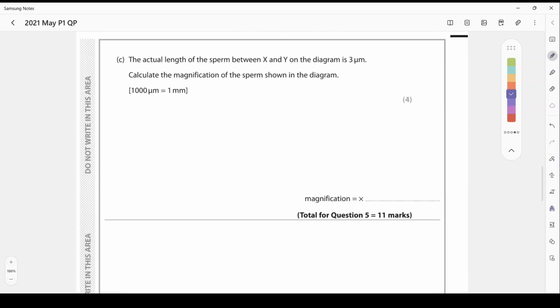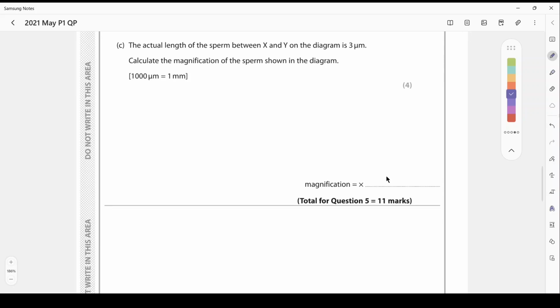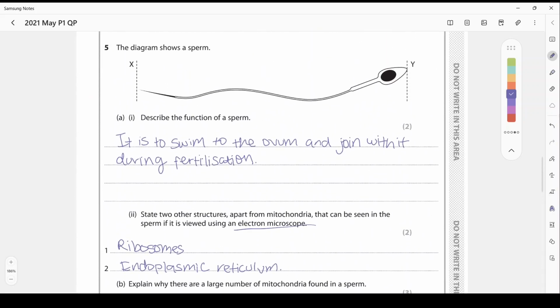The actual length of the sperm between X and Y on the diagram is 3 micrometers. So it's referring to this distance here. This is the actual length. That's 3 micrometers. So you need to use your ruler for this and actually measure out the distance between X and Y. And so according to the marking scheme, the distance is 145 millimeters.